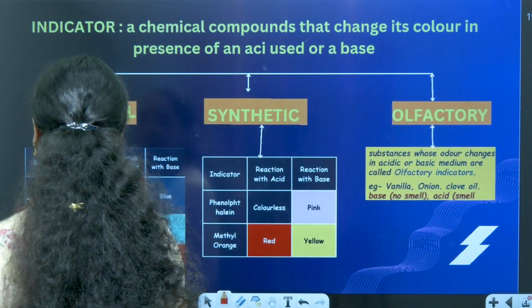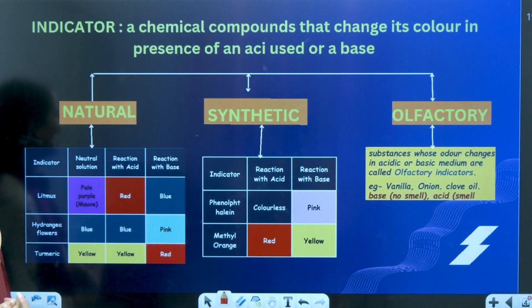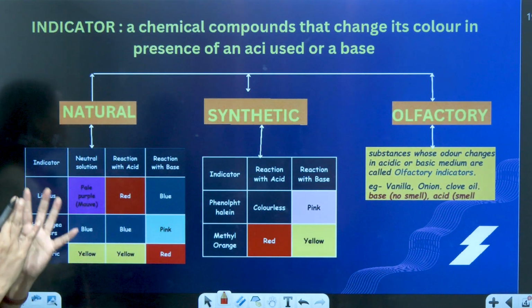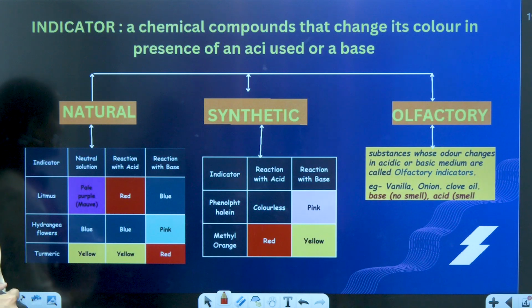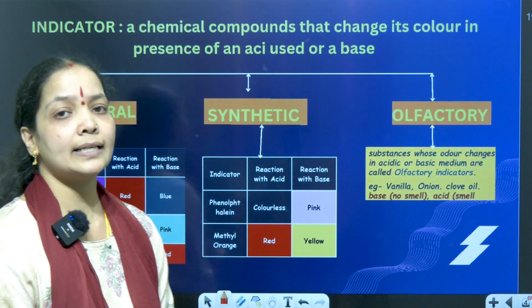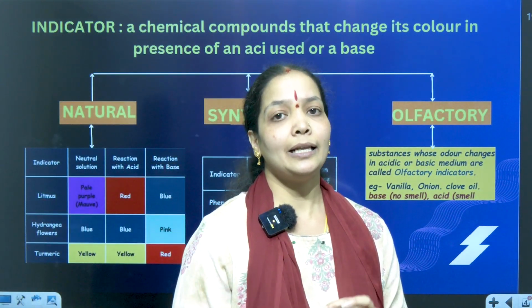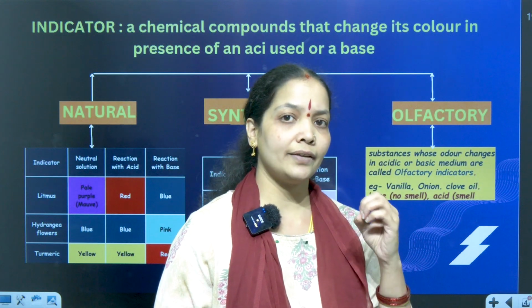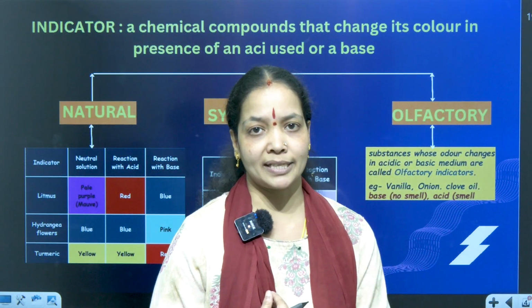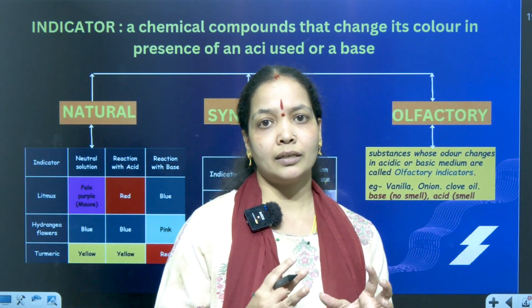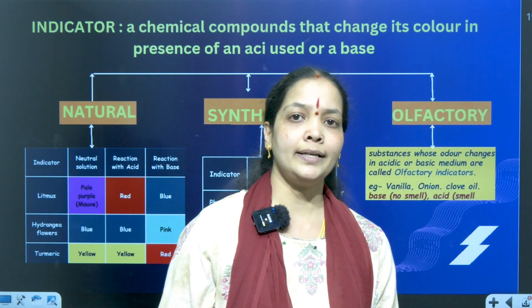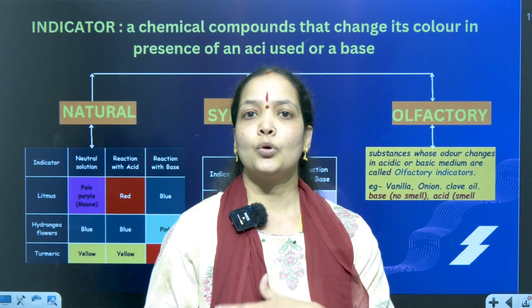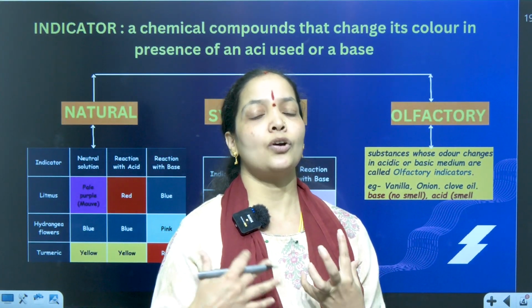In this slide, my dear kids, we are going to learn about an important thing called an indicator. What is an indicator? Indicators are substances which help us identify whether the given solution is an acid or a base. See, if I have a beaker and I pour some liquid inside it, just by looking at the liquid, nobody can identify whether it's an acid or a base.